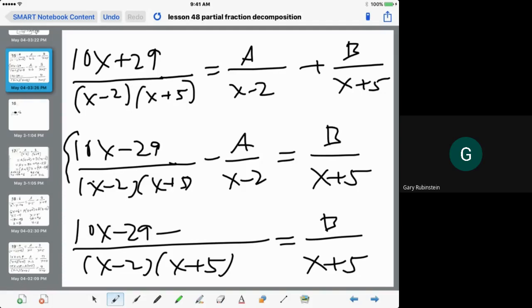Minus a times x plus 5. Now look at these two fractions. The only way these two fractions can be equal to each other is if the one on the right is like a reduced version of the one on the left. It's kind of like I divided both sides by x minus 2 to reduce this left side to become the right side.